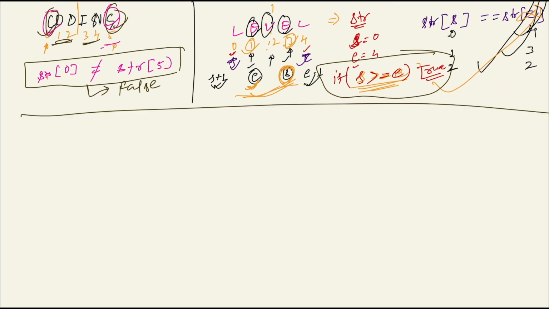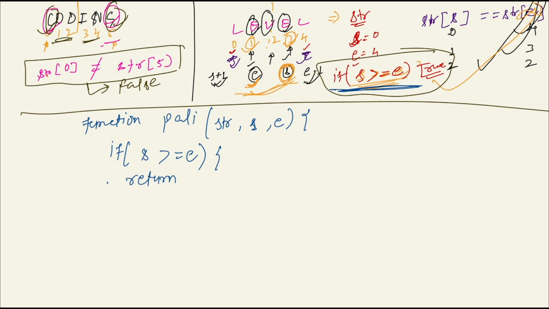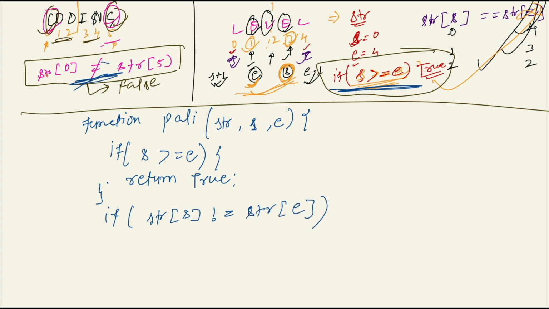Here we will write a function palindrome, and we are going to pass str, meaning our string, then the value of start, and then the value of end. I will write our first condition. What was our first condition? If start is greater than or equal to end, it will return true. Now we will consider the second condition: if str of start is not equal to str of end, then it will return false.